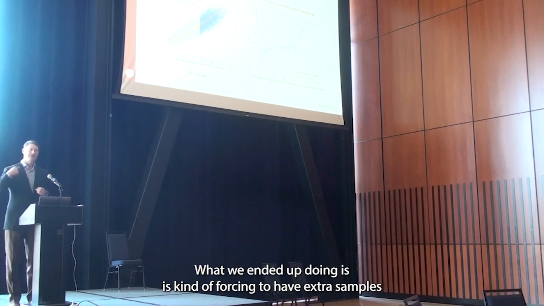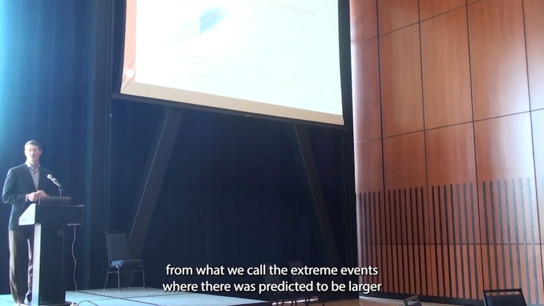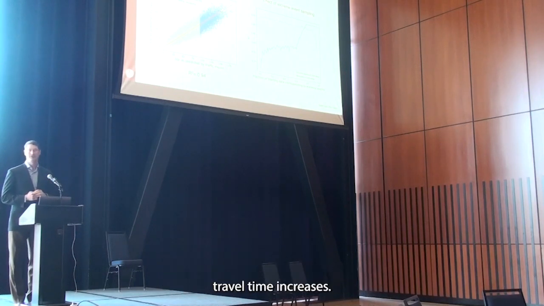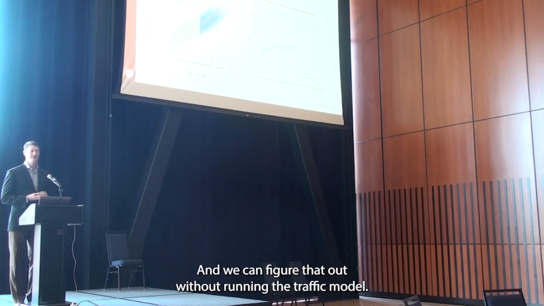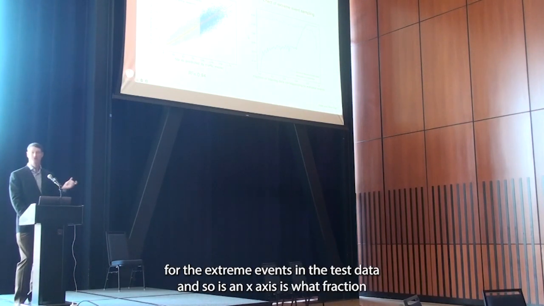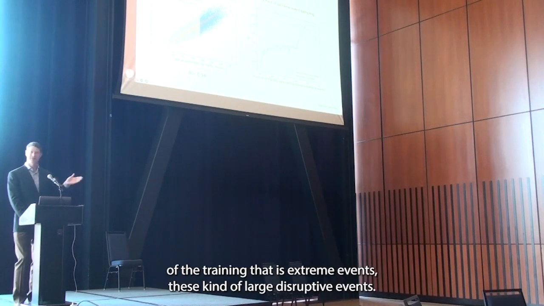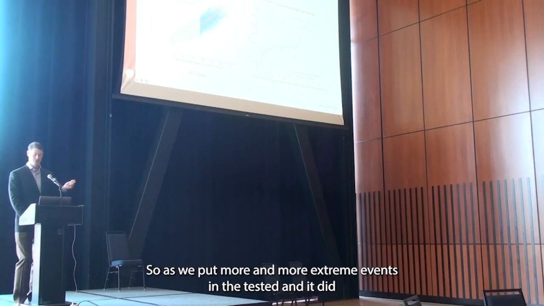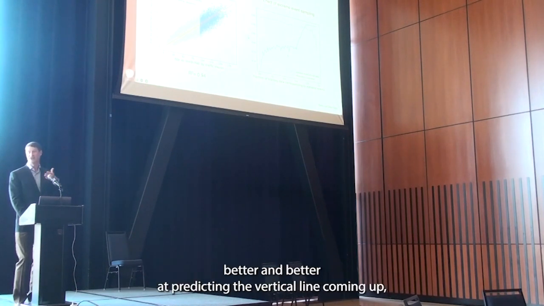What we ended up doing is forcing to have extra samples from what we called the extreme events, where there was predicted to be larger travel time increases, and we could figure that out without running the traffic model. And what this plot is showing in blue is the R-squared value for the extreme events in the test data. And then the x-axis is what fraction of the training data is extreme events, these large disruptive events. So as we put more and more extreme events in the training data, it did better and better at predicting those, the vertical line climbing up.